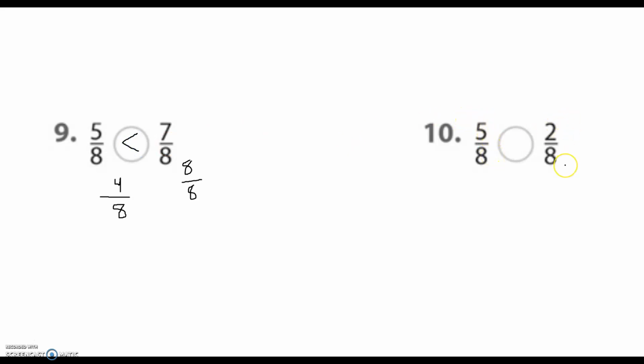5/8 and 2/8. Again, thinking about half of 8, which is 4/8. 5 is slightly over half. 2 is under half. So I know that 5/8 is greater than 2/8.